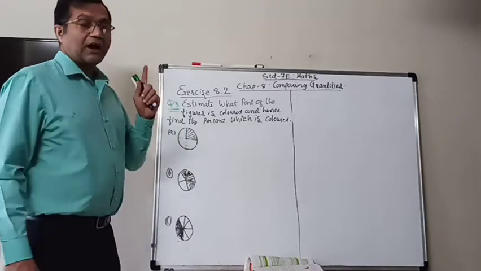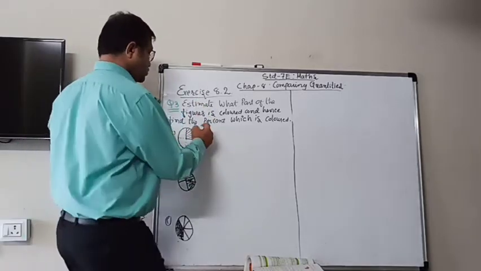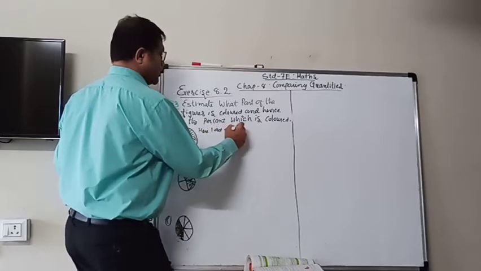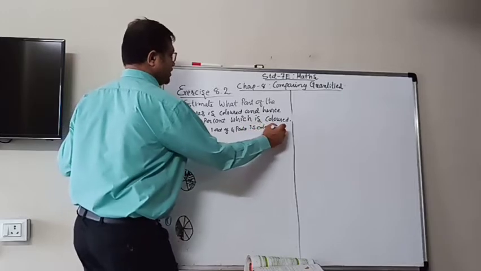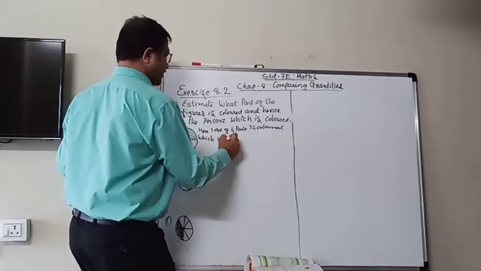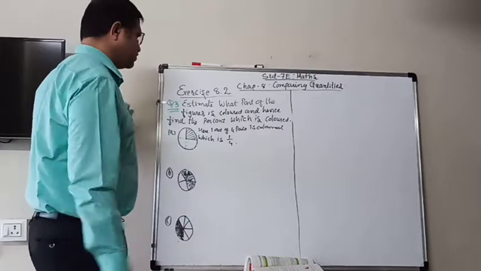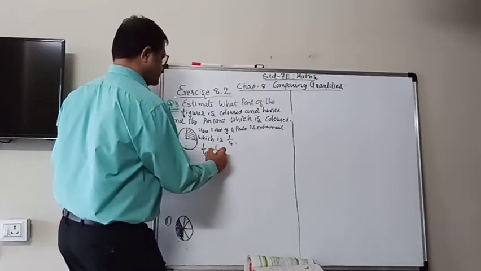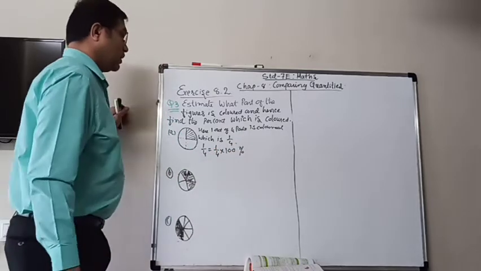So out of 4, 1 part is colored. So here 1 out of 4 parts is colored, which is 1/4. So now we have to convert it into percent. So 1/4 is equal to 1/4 multiplied by 100%.